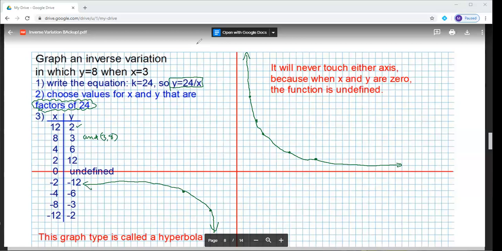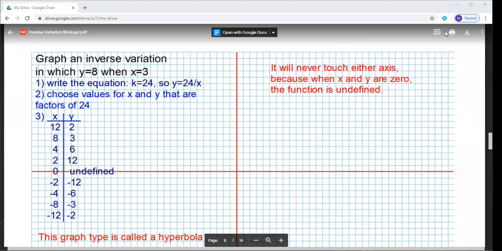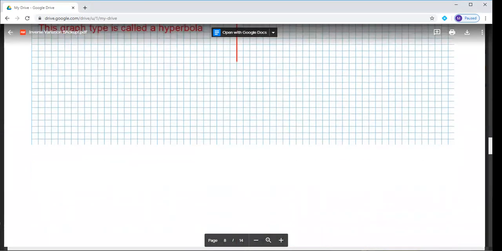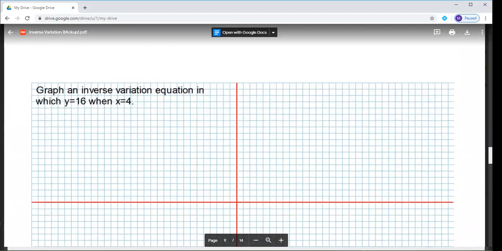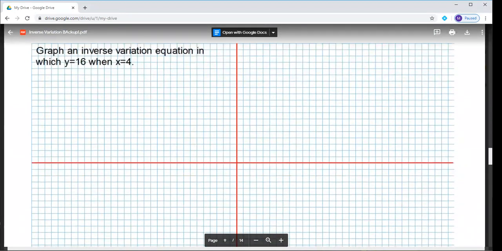Let's clear our annotations, clear all drawings, close that, and switch us down a little bit. Let's try it one more time with a little less prompting. Graph an inverse variation equation in which y equals 16 when x equals 4.